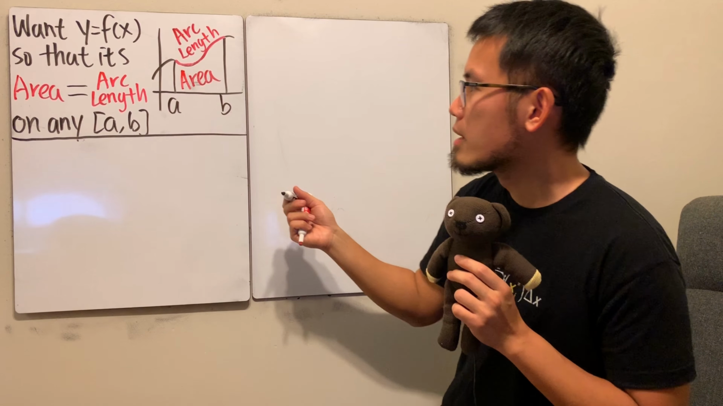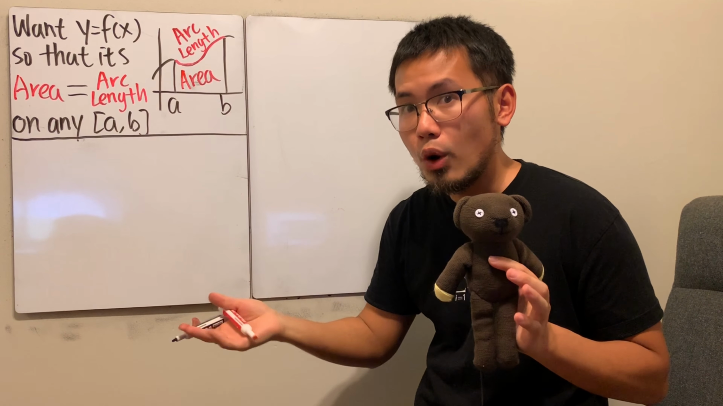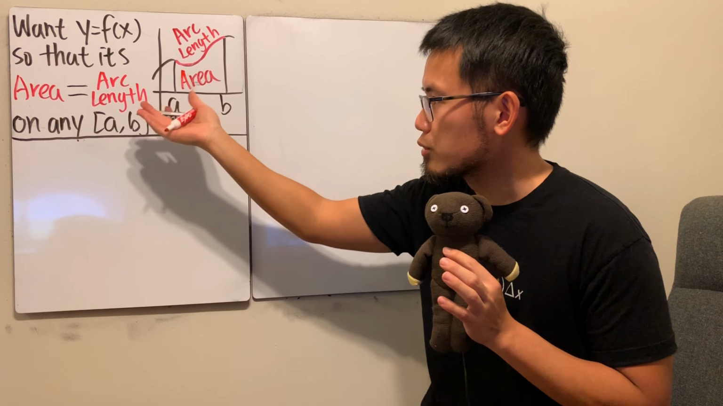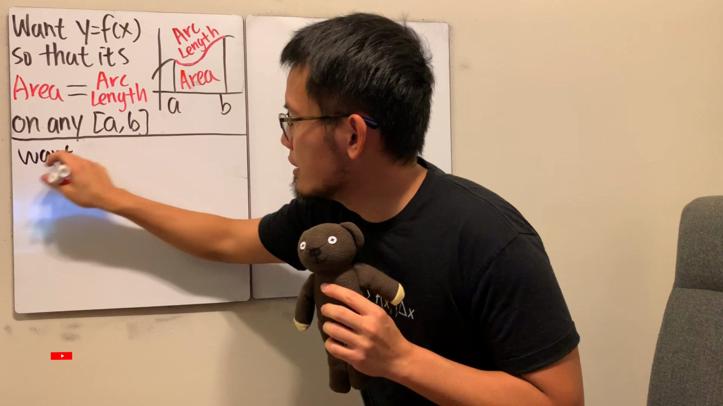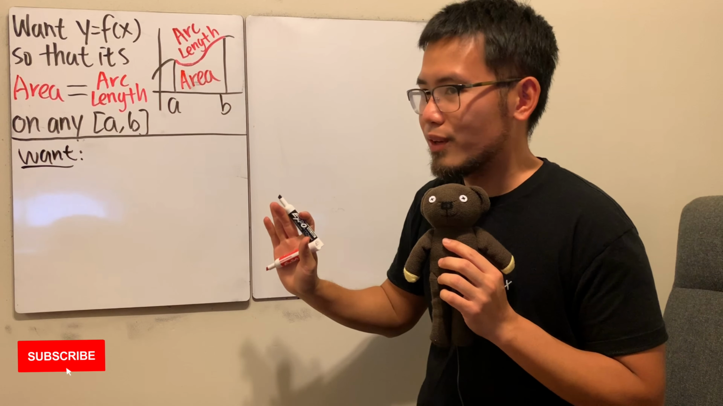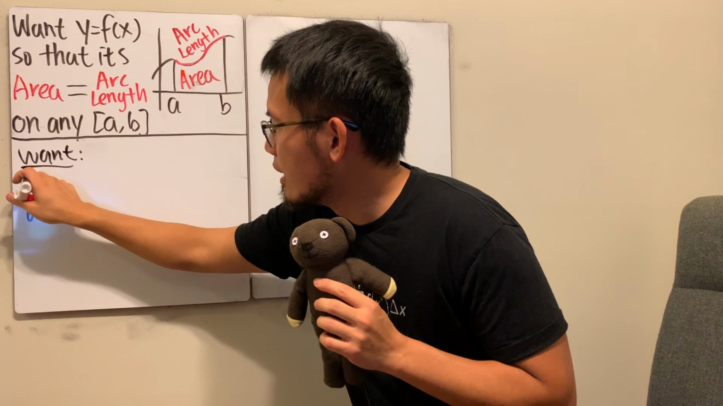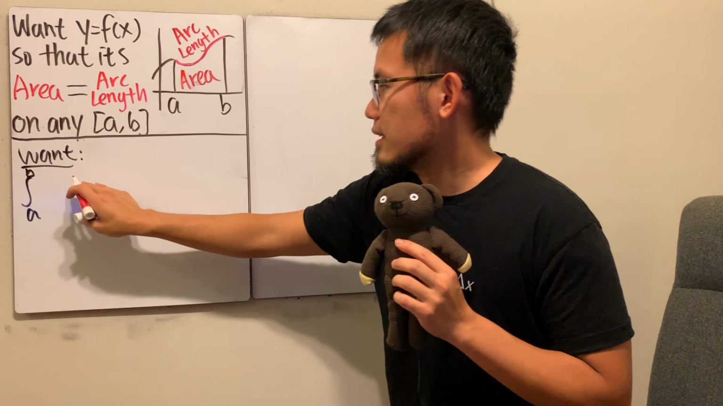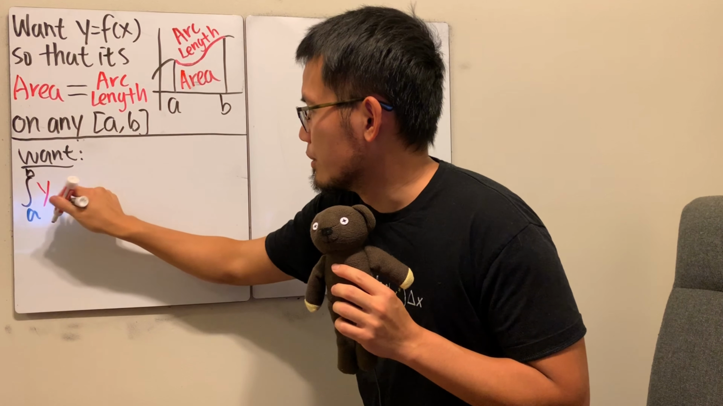So have a look. First, we want the area to be equal to arc length, and we have to know how to compute the area and also the arc length with integrations. So let me change this into an integration equation first. Because for area, it's just the integral going from a to b, f of x dx, but let me write f of x as y. You will see why, right?